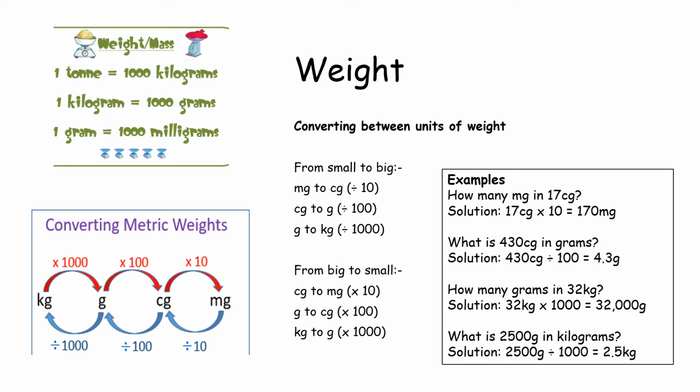How many grams in 32 kilograms? So we're starting with kilos, kilograms, and we want to go to grams. So big to small, which means we multiply by 1,000, and our answer is of course 32,000 grams. And last one here, what is 2,500 grams in kilograms? So we're going from grams to kilos, so from small to big, which means we divide. So it's 2,500 divided by 1,000, which gives us 2.5 kilograms.